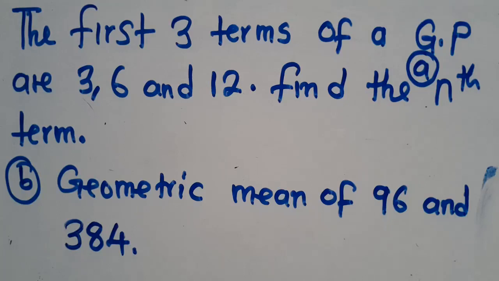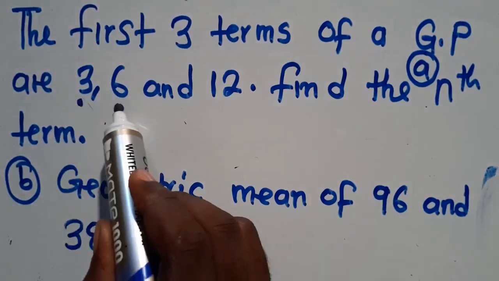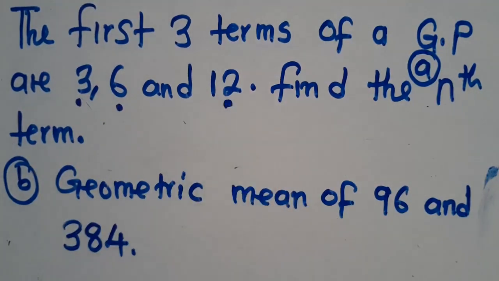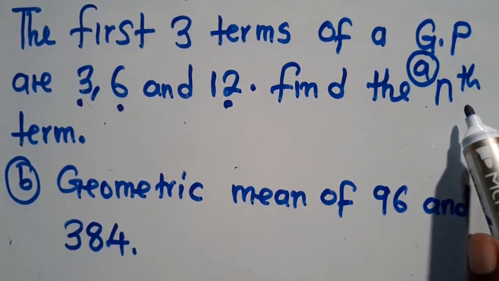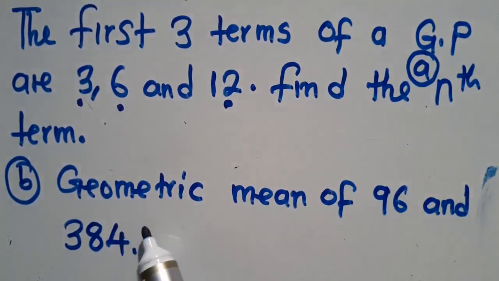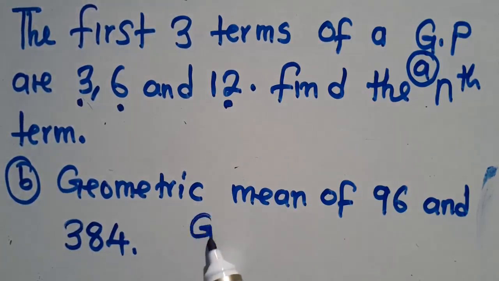The first 3 terms of a GP are 3, 6, 12. Find the nth term. That's the question, you are told to find the nth term. The next question, you are told to find the geometric mean. Let me first start with this one, which is very simple. How do you find the geometric mean?